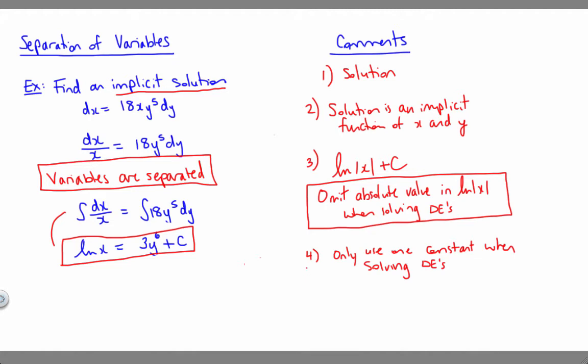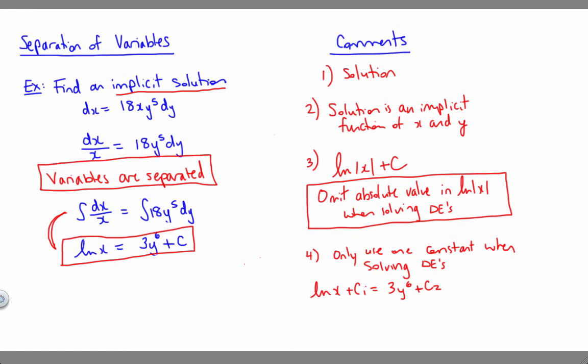Fourth and final comment, something that you may have noticed as we went through our solution process: we only use one constant when solving DEs. If we look back at our very last step, where we moved from our integration to our solution, you could, for example, have written ln x plus c1 equals 3y to the 6th plus c2. So you could have put a constant on both sides there when we did those two integrations.